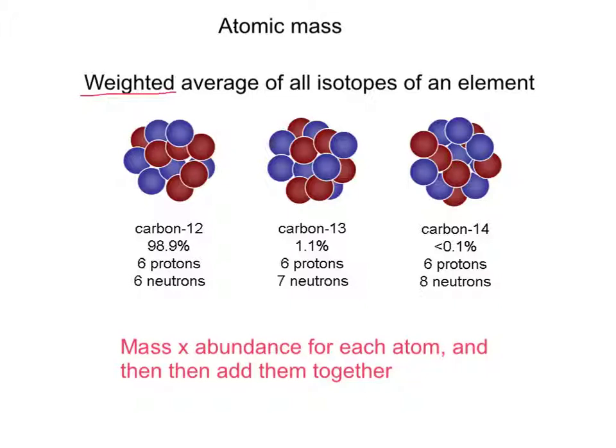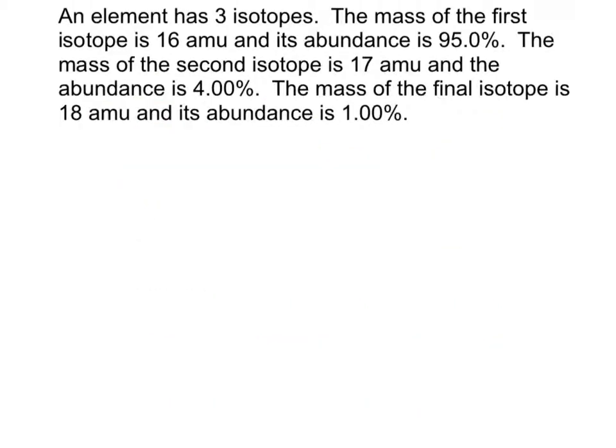So let's try an example. We have an element here with 3 isotopes, just an imaginary element. The mass of the first isotope is 16 AMU and its abundance is 95%. So here's our information for the first element. The mass of the second isotope is 17 AMU, atomic mass units, and the abundance is 4%. And the mass of the third and final isotope is 18 AMU, and its abundance is only 1%.